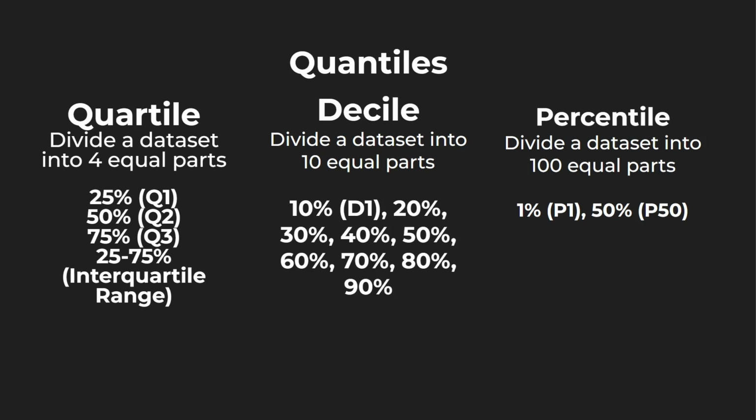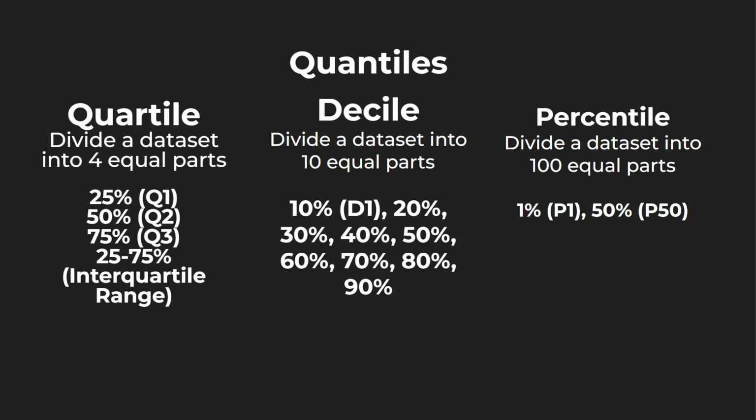Now, here's how you can define these. A quartile is when you divide a data set into four parts. You'll see these marked up as Q1, Q2, and Q3. So 25%, 50%, and 75%, right? Quarters. And what's interesting is that the middle 25 through 75 is considered the interquartile range. Not going to cover that too much in this video. Probably will make another one, but just some good information to know.